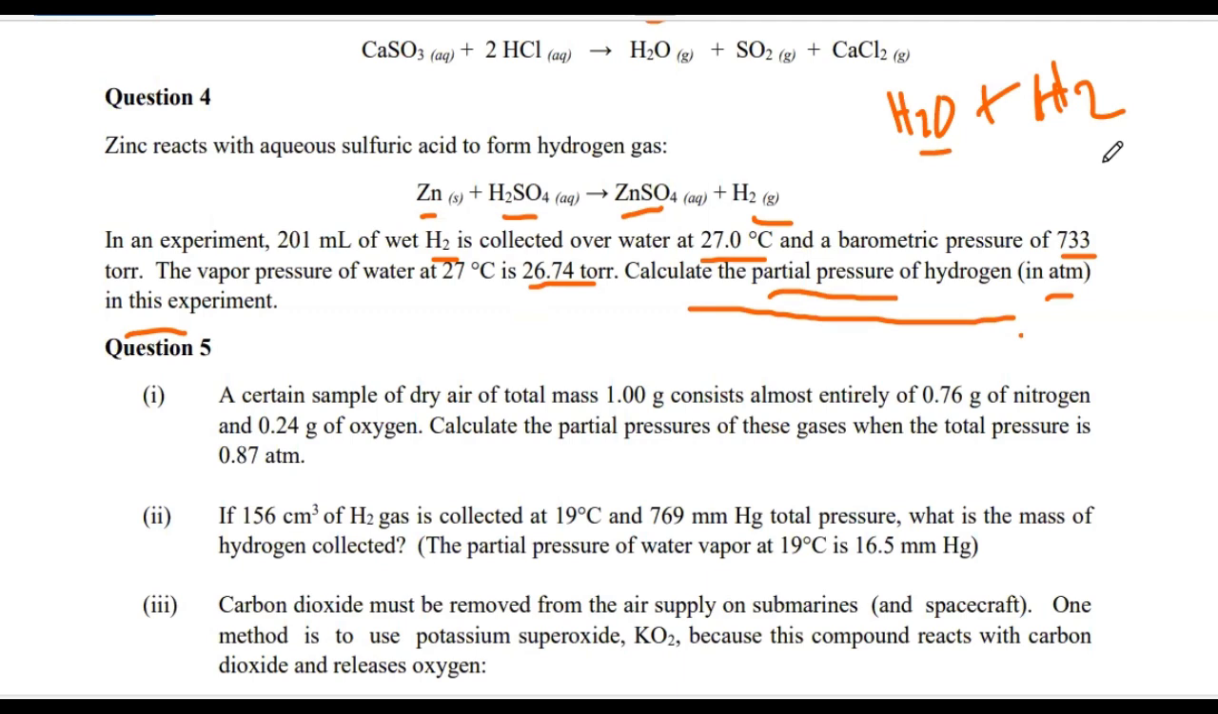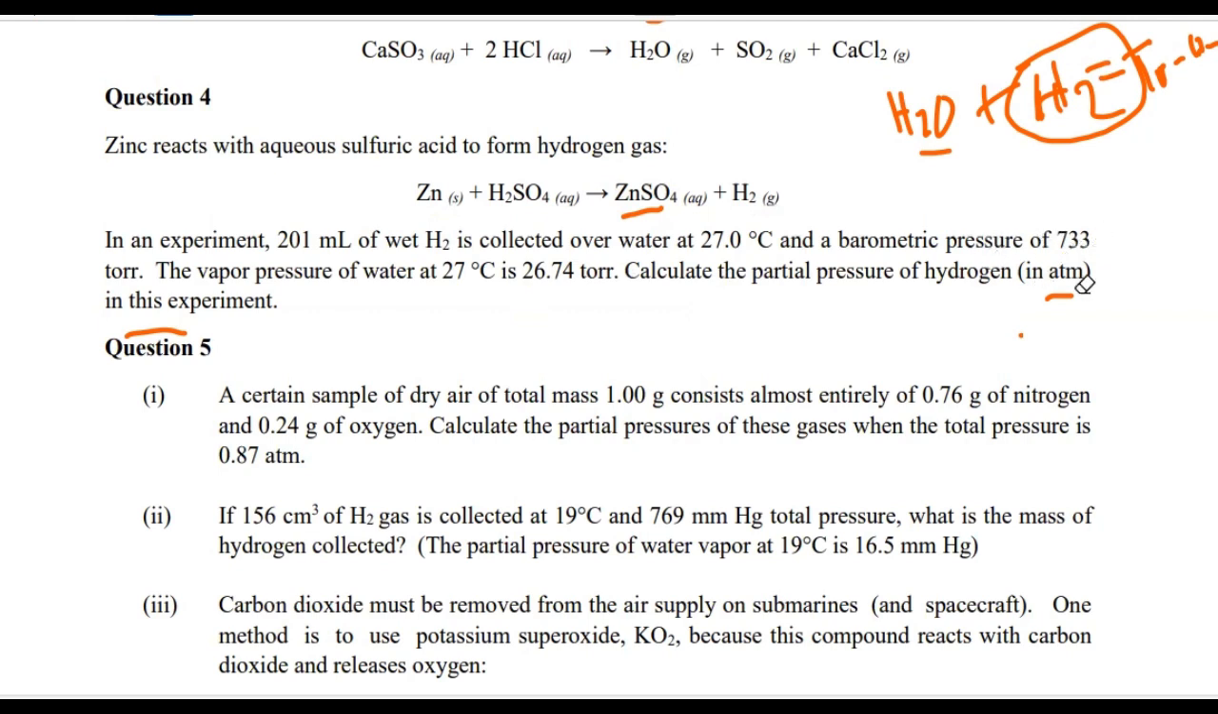So how do you find the partial pressure? The partial pressure is found from the total pressure. And how do you find the total pressure? You simply add the pressure of the water plus the pressure of the hydrogen, and you get the total pressure. If you're finding the partial pressure of hydrogen, you have to subtract the pressure of water vapor from the total pressure. Then you find the partial pressure of this hydrogen gas. This is what we are going to do here. I hope I'm making sense.